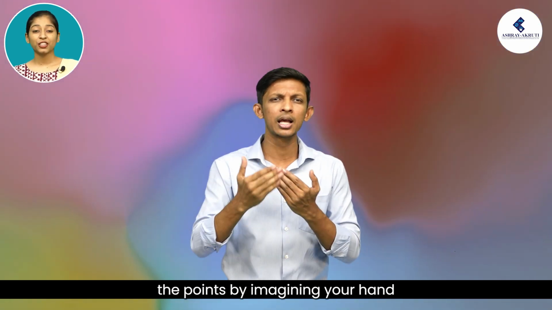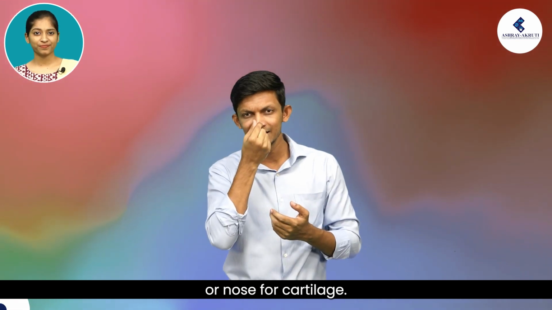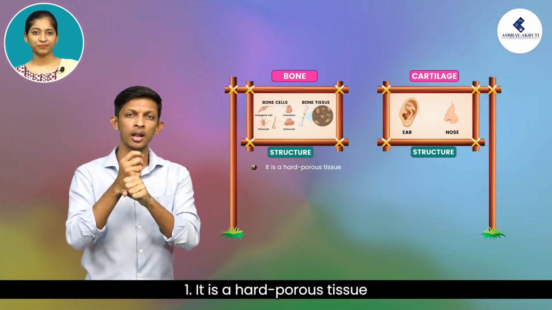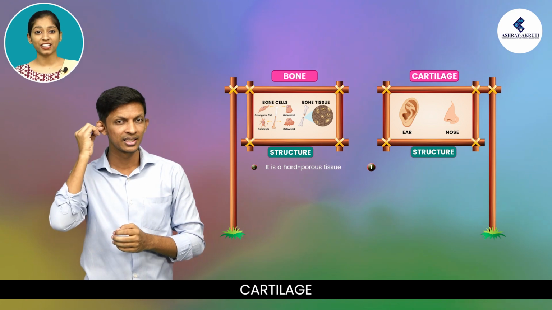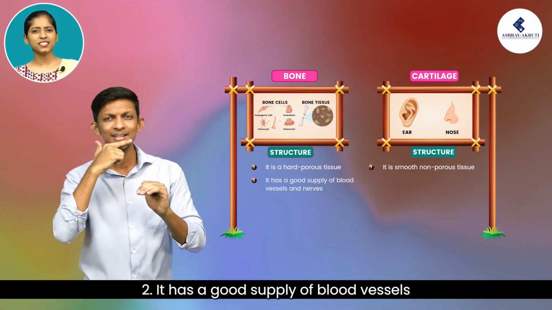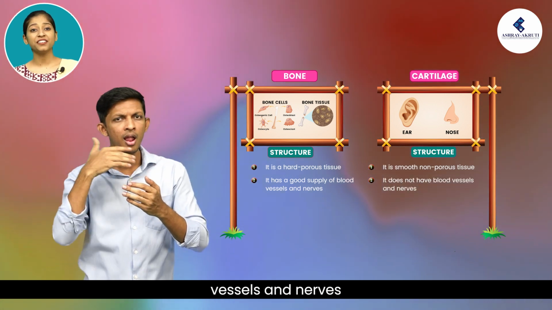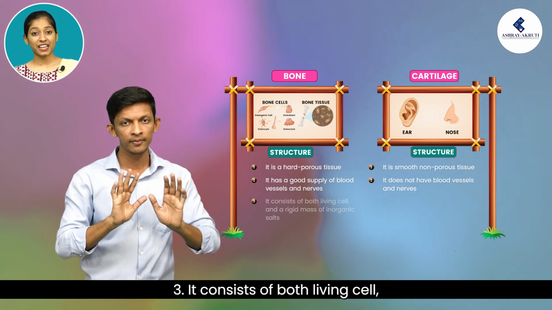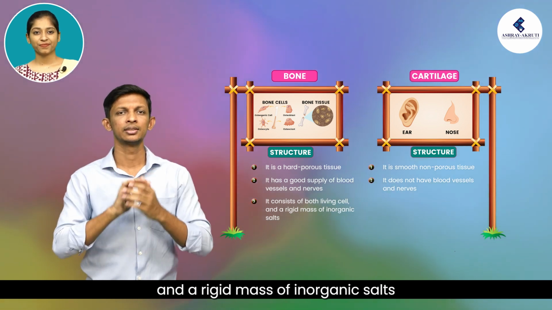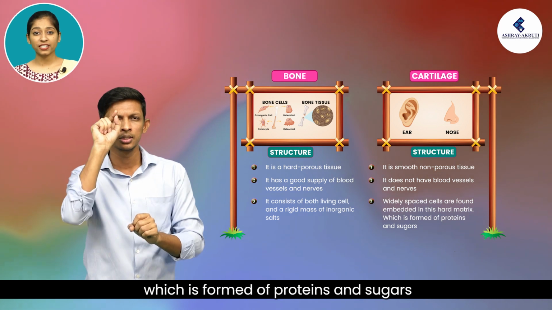Understand and remember easily the points by imagining your hand or leg bone for bone, and an ear or nose for cartilage. Structure. Bone. It is a hard porous tissue. Cartilage. It is smooth, non-porous tissue. Bone. It has a good supply of blood vessels and nerves. Cartilage. It doesn't have blood vessels and nerves. Bone. It consists of both living cells and a rigid mass of inorganic salts. Cartilage. Widely spaced cells are found embedded in this hard matrix, which is formed by proteins and sugars.